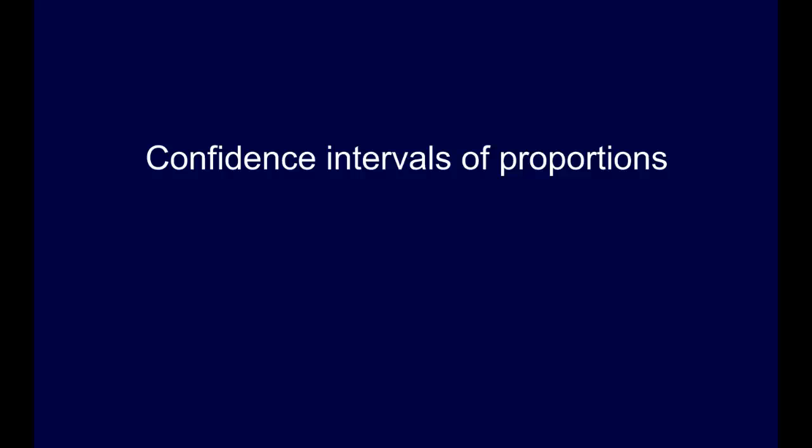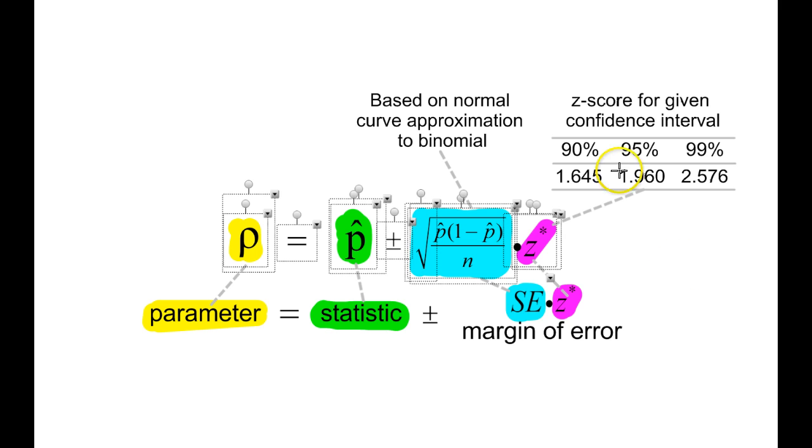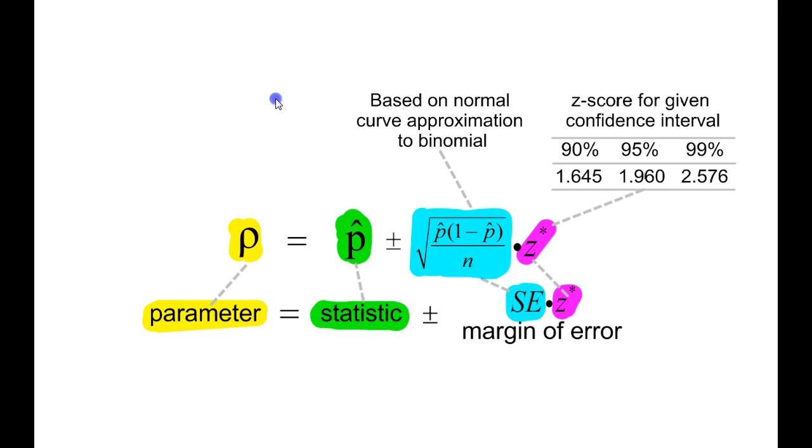Now let's look specifically at proportions for our confidence intervals. We have our generic formula that we had earlier, but now we're going to apply it to proportions. So we have a parameter, but this time instead of using mu, we're going to use rho or p. Our statistic is going to be our p hat, which is our sample proportion.